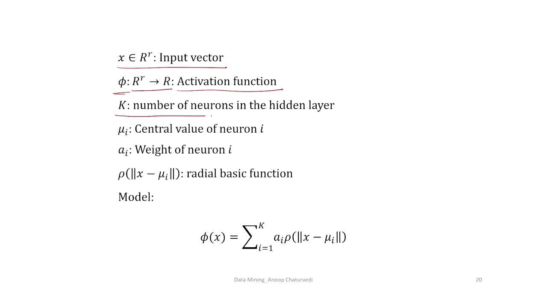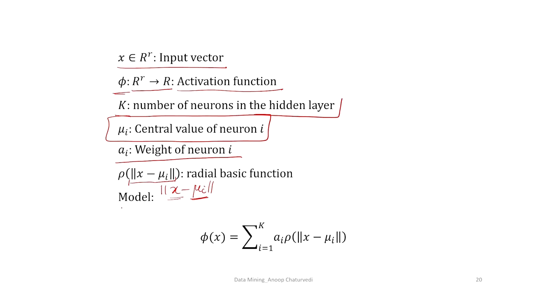Capital K is the number of neurons in the hidden layer, and mu I is the central value of neuron I. Alpha I, or A I, is the weight of neuron I. Then rho of norm of x minus mu I is the radial basis function. Here, the norm of x minus mu I gives you the distance between the input vector and the central value of neuron I, mu I. Then your model is phi of x equal to the summation from I equal to 1 to K of A I rho norm of x minus mu I.